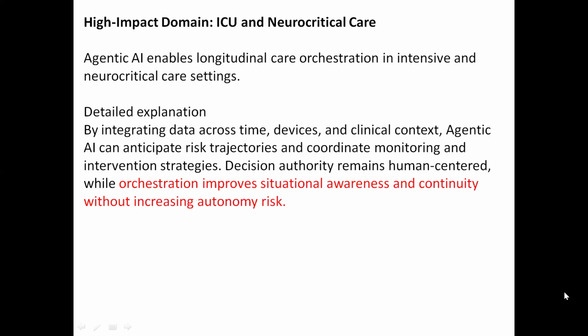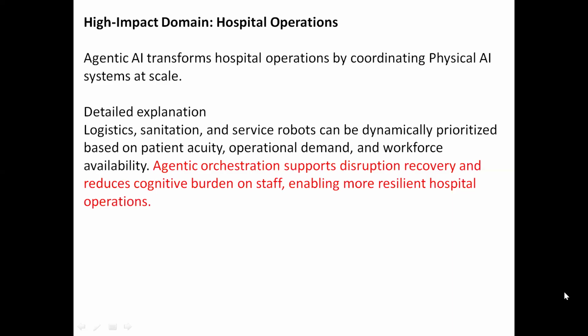This is one not yet implemented. I'm just trying to find out where this agentic AI orchestrated physical AI can apply. A high-impact domain is ICU and neuroclinical care. Agentic AI enables longitudinal care orchestration in intensive and neuroclinical care settings and also hospital operations, by coordinating physical AI systems at scale. For example, they support disruption recovery and reduce the cognitive burden of staff, enabling more resilient hospital operations.